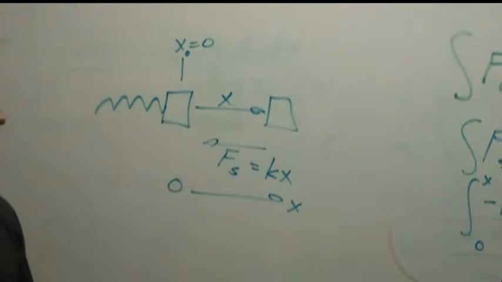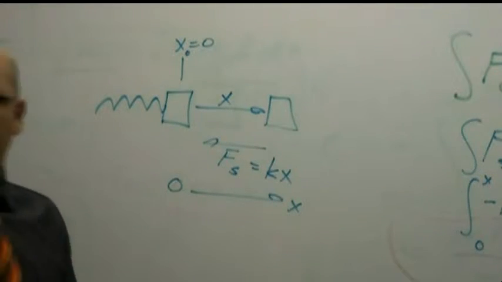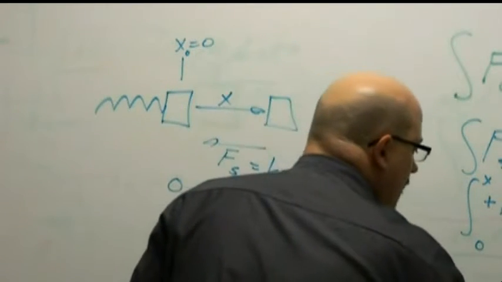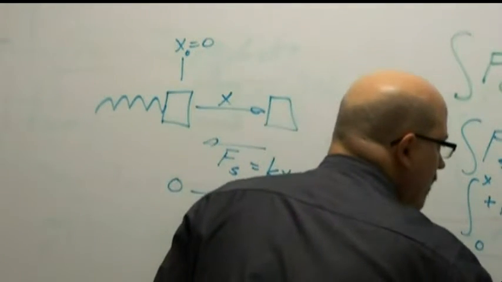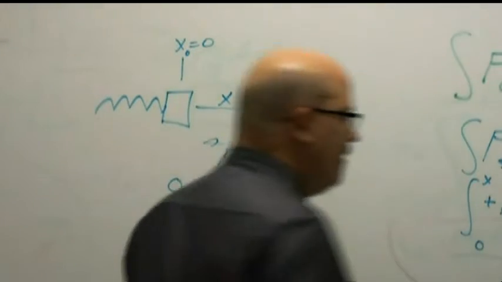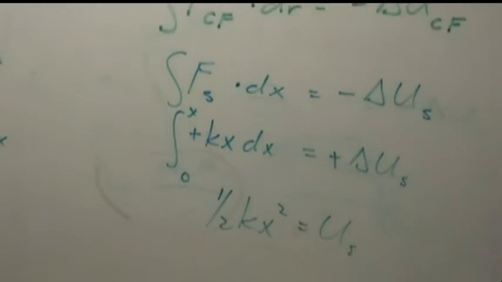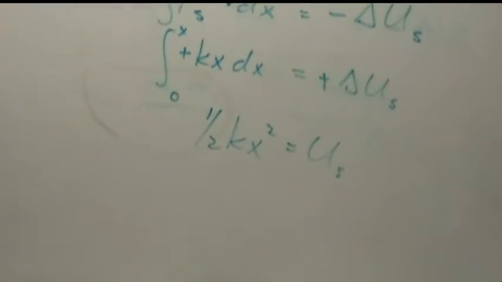You see that my negatives will go away, and I'll end up with 1/2 kx squared equals my spring potential energy. Look right? All right, so there's my spring potential energy.